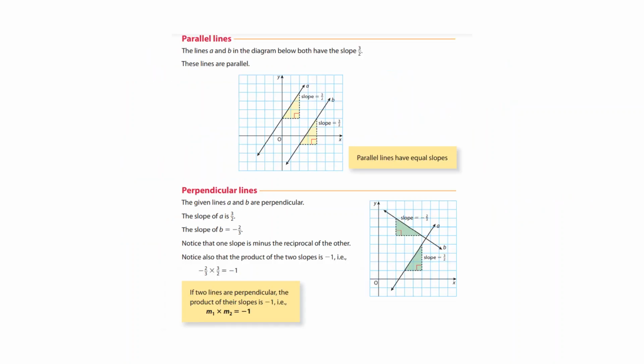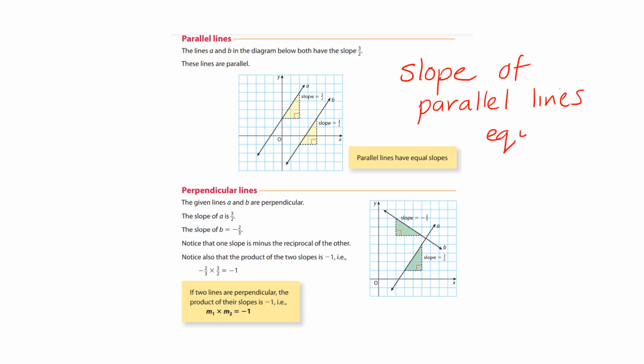Oh, actually, before we do some examples, it's really important as well. This is something that comes up a lot. When we have two parallel lines, the slope is the same. So slopes of parallel lines are equal. So here, this slope is 3 over 2, this slope is 3 over 2. They're parallel lines, they're never going to meet, so the slopes are the same.